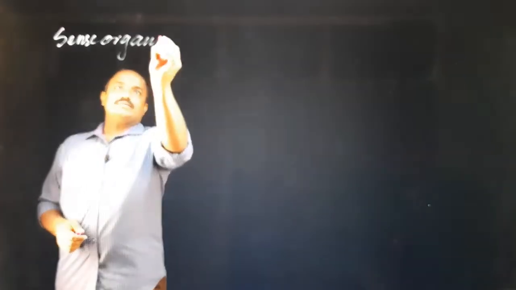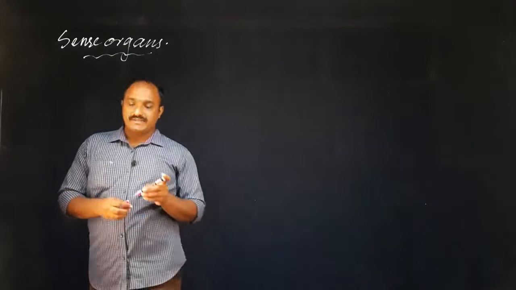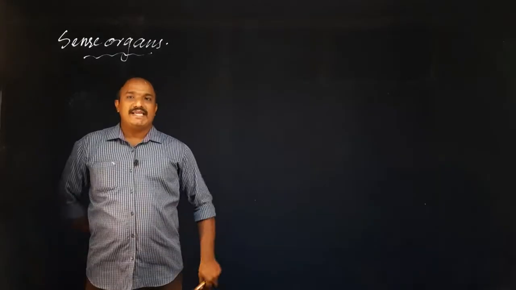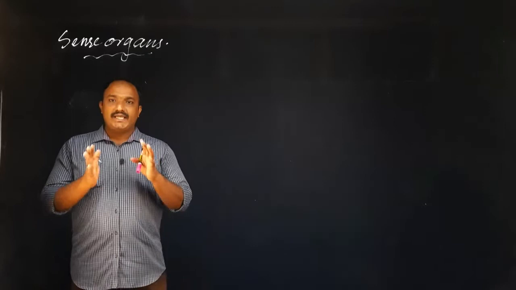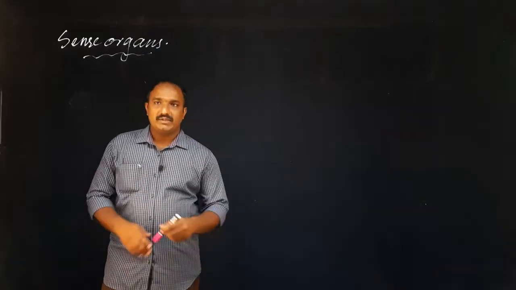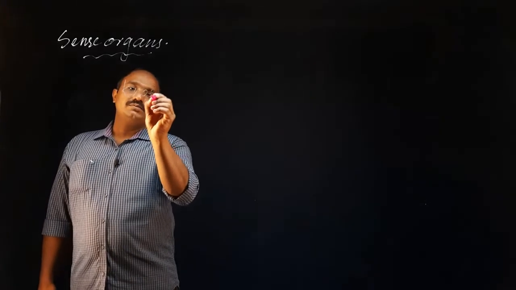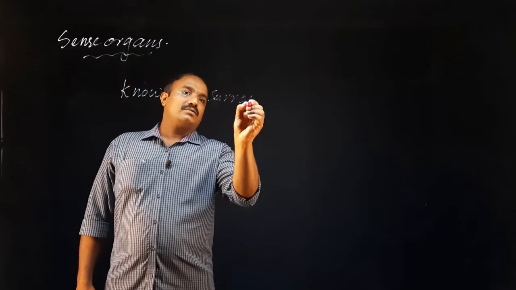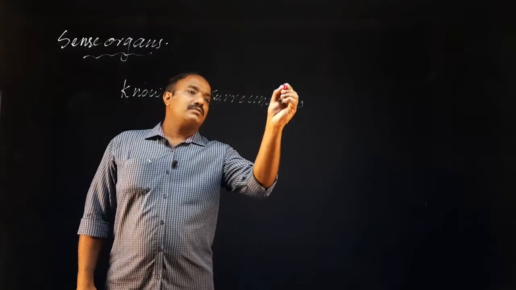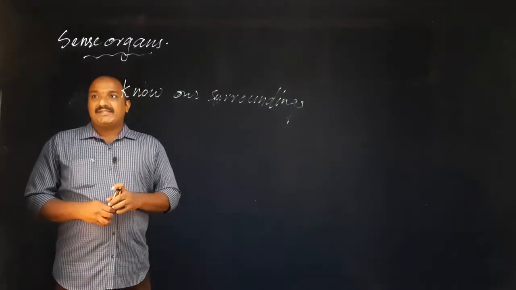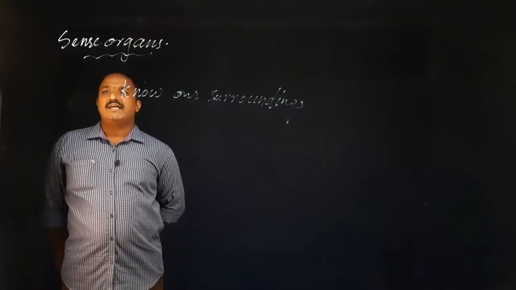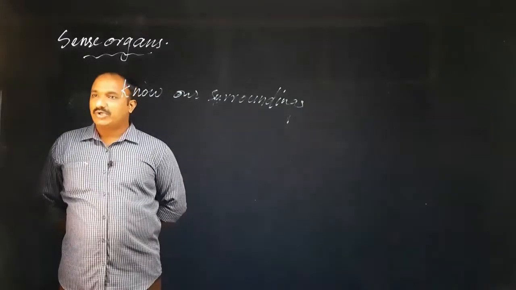Second is about sense organs. What are sense organs? Sense organs means some organs or some parts of the body that help us to know our surroundings. Such parts are called sense organs.